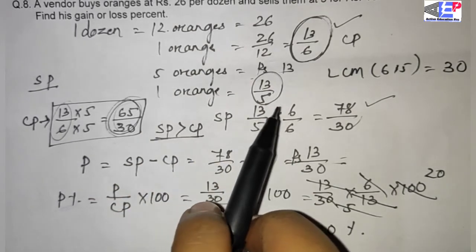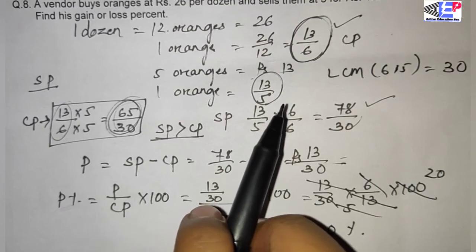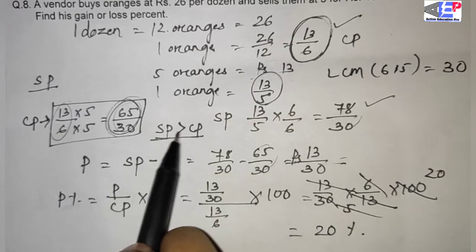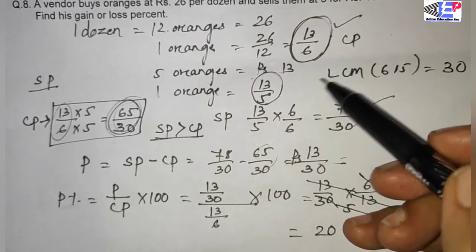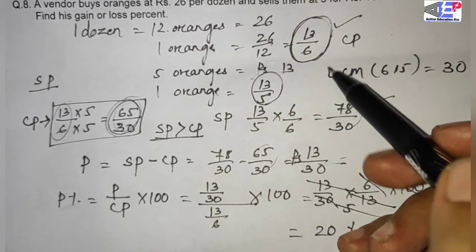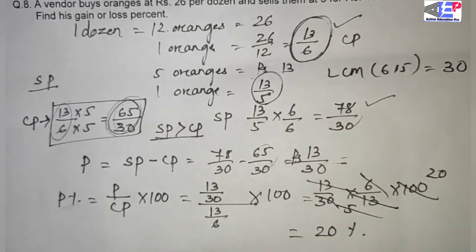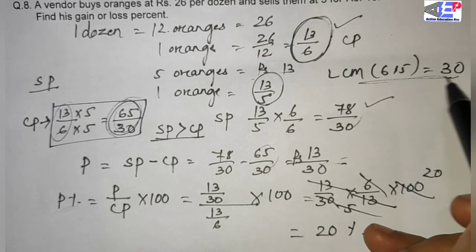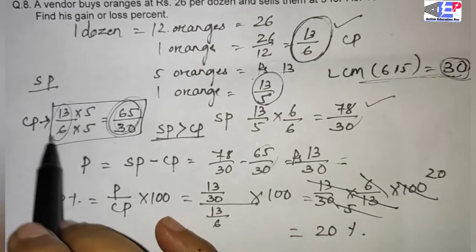To compare the SP and CP, to find out the gain or loss percentage, we have to compare the values of SP and CP, but both are in fractional form. So it is not easy to compare because both are carrying different denominators. So first we have to make these two fractions, this CP and SP, with equal denominators. To do equal denominators, first we have to take the LCM of both the denominators, and the LCM of 6 and 5 is 30. So now make the denominator 30.